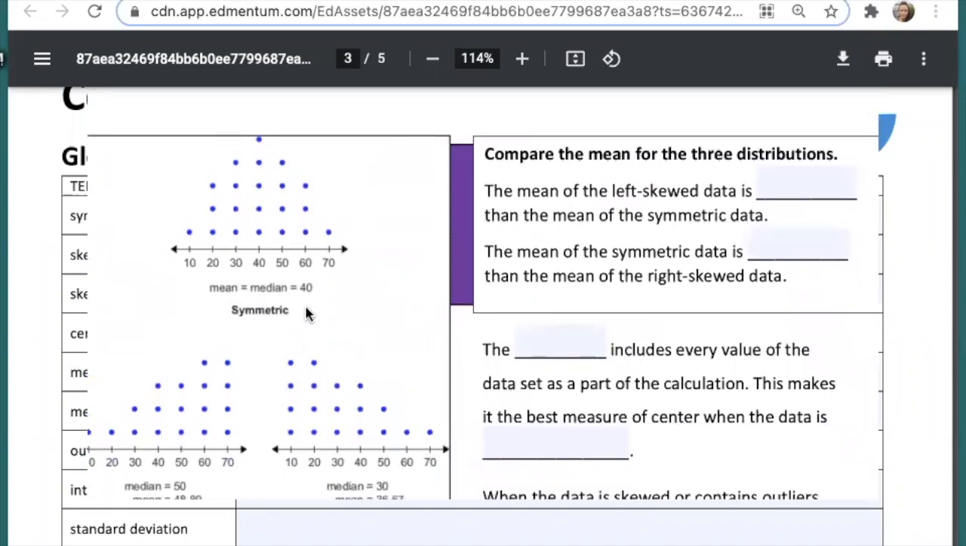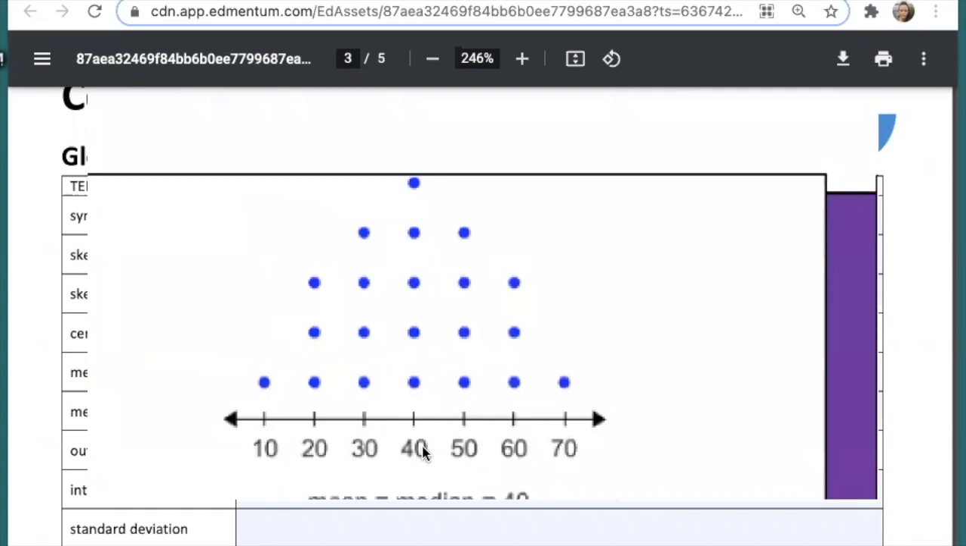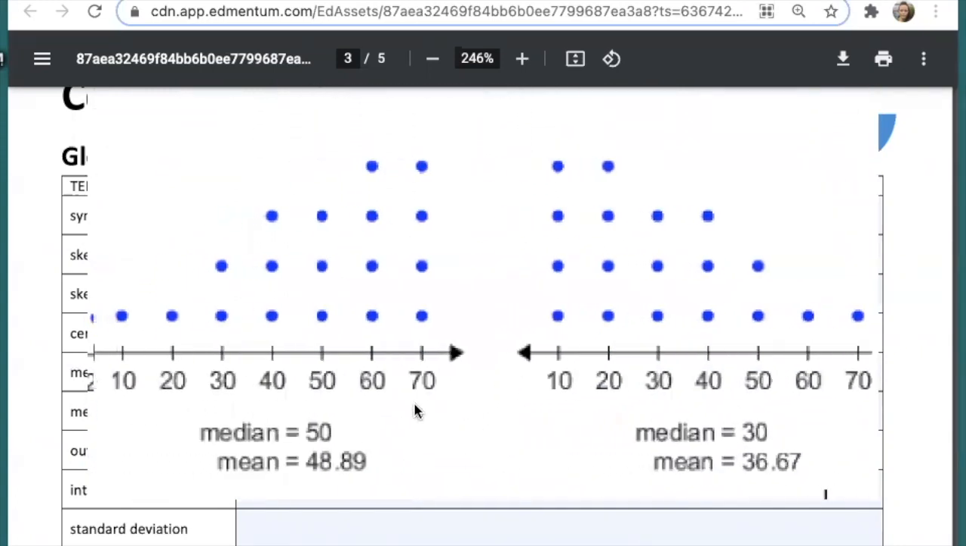Okay, so here we're going to compare the data. In the symmetric one, the mean and the median are the same, and they're both 40, right in the middle. When we have a left skewed, the tail is to the left. The median, the number in the middle, is 50. And then the average, the mean, is 48. So that's to the side of the skew or the tail.